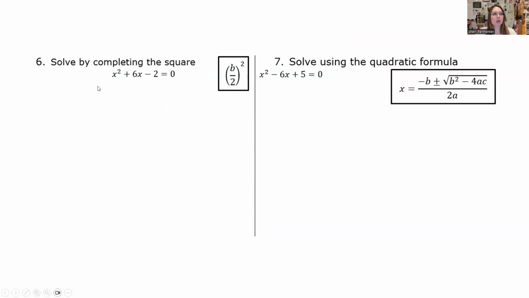We're almost done. The next problem says to solve by completing the square, and I give you the formula right here. And then 7 says solve using the quadratic formula, and I give you that formula right here. So to complete the square, I'm going to first move the constant. It's already set equal to 0, so I'm going to move the constant over here and add 2. So I rewrite it: x squared plus 6x plus blank equals 2 plus blank.